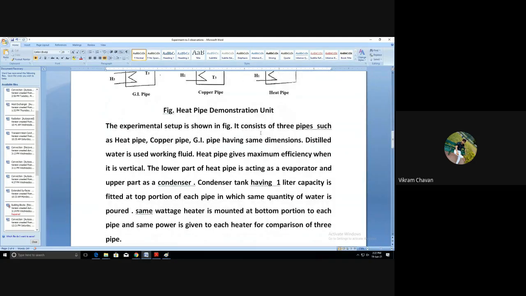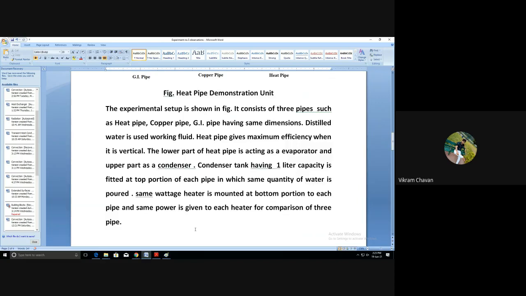Now the experiment setup is shown in the figure. It consists of three pipes, such as a heat pipe, copper pipe, and GI pipe, having the same dimensions. Distilled water is used as a working fluid. A heat pipe gives maximum efficiency when it is vertical. The lower part of a heat pipe acts as an evaporator, and the upper part as a condenser. The condenser tank, having 1 liter capacity, is fitted at the top portion of each pipe, in which the same quantity of water is poured. A same wattage heater is mounted at the bottom portion of each pipe, and the same power is given to each heater for comparison of the three pipes.